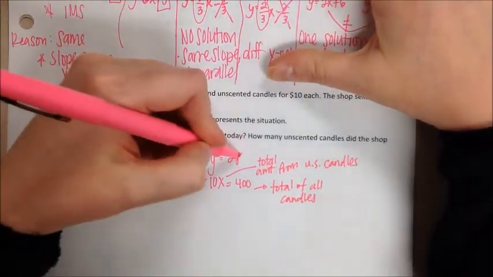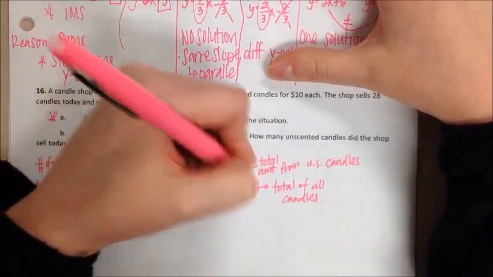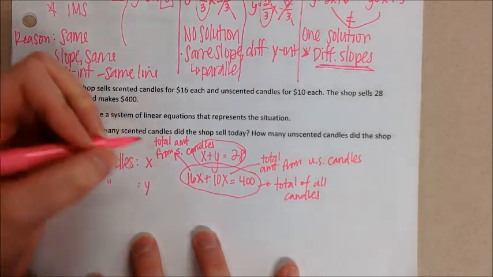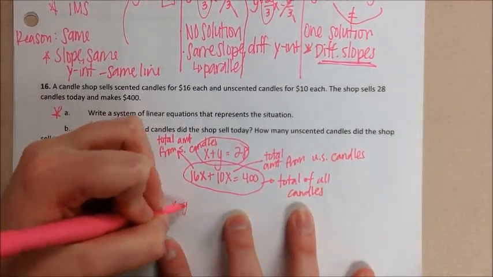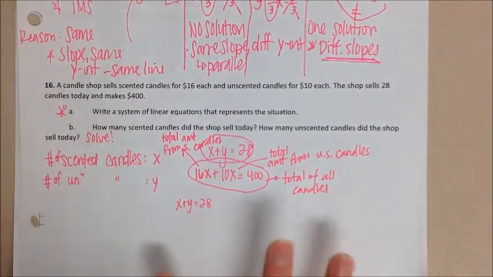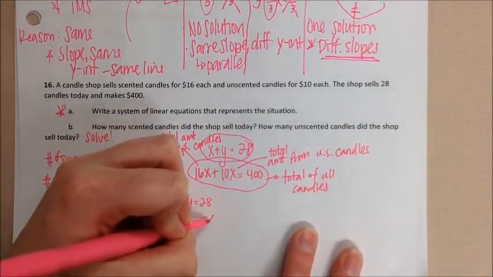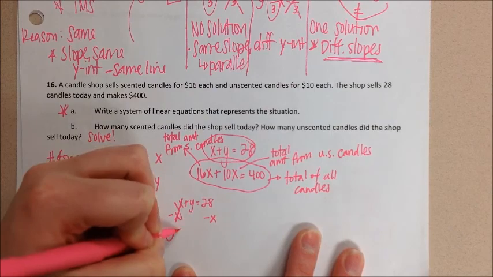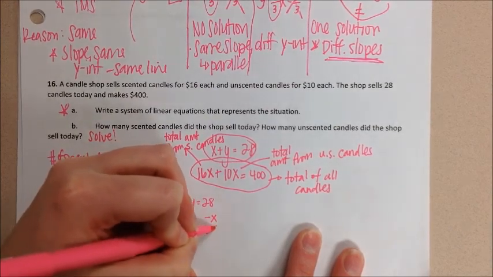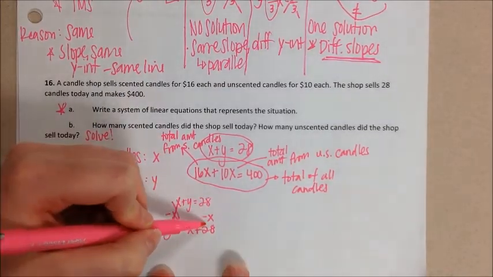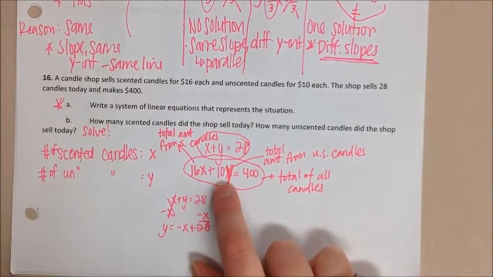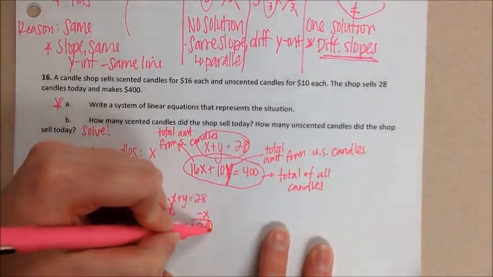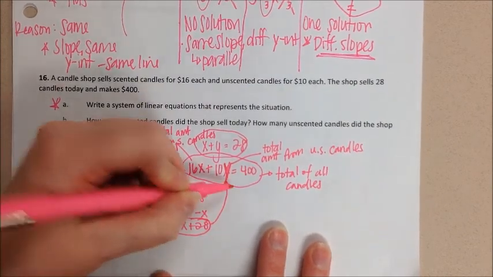Okay, so now I have my two equations. I'm going to use substitution. So I have x plus y equals 28. I'm going to get y by itself, so I'm going to subtract x from both sides. So I have y equals negative x plus 28. Okay, I'm going to plug this in. This should be 10y, I'm sorry, not 10x. Okay, so I'm going to take this and plug it in up there.